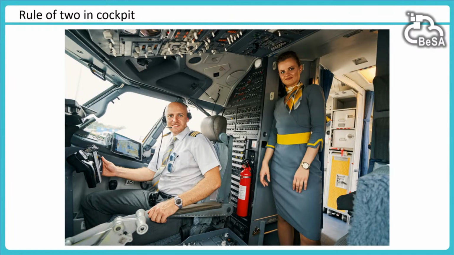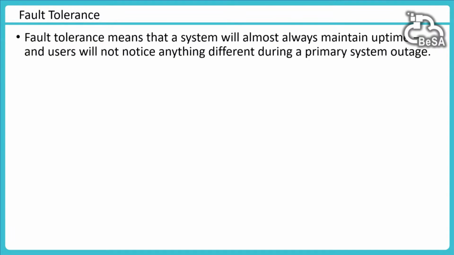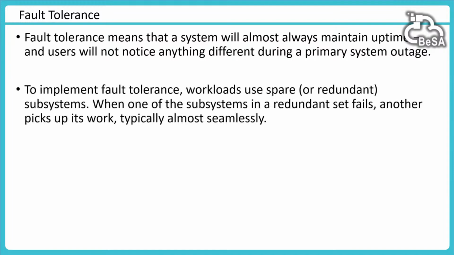What I mean by fault tolerance here is a system which is always available, not having any downtime. Fault tolerance means the system will almost always maintain uptime, and users will not notice anything different during a primary system outage. If something goes wrong, you won't notice anything, it would still keep on functioning. It may be a little slower in performance, but it would still meet the expectation which is required. So that's how it would look.